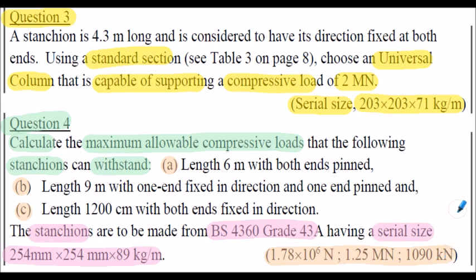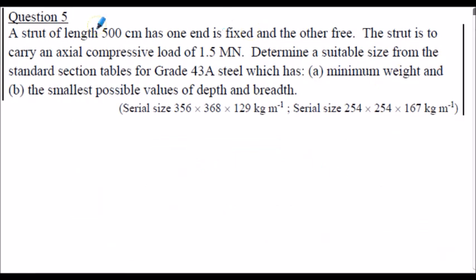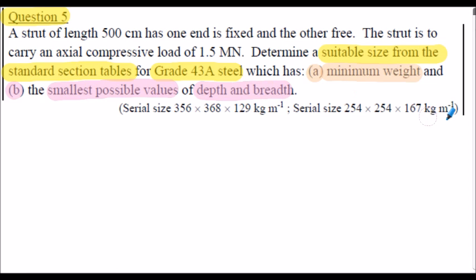And finally, question 5. We've got to determine a suitable size from our standard section tables for a grade 43 steel column, which has A, the minimum weight, minimum mass, and B, the smallest possible values of depth and breadth. Again, the answers are shown here in the bracket. I'd encourage you now to stop the presentation and attempt these questions.